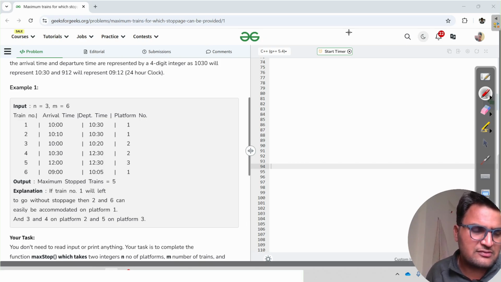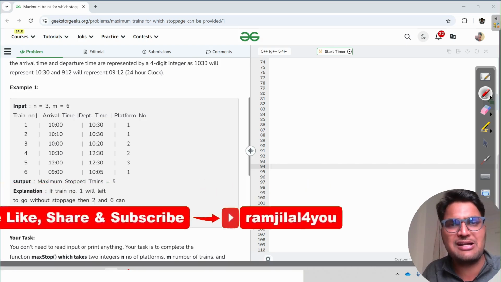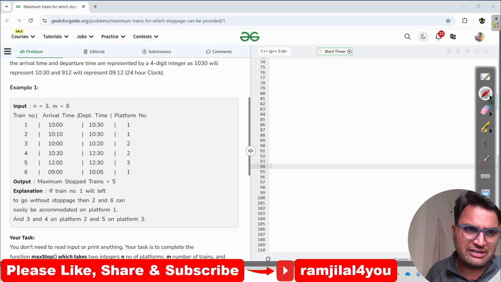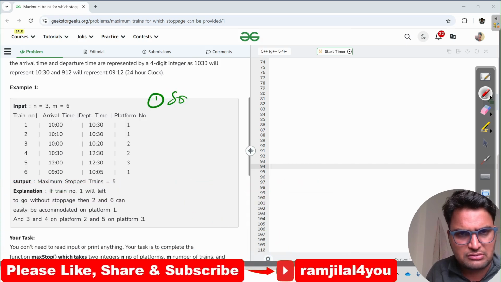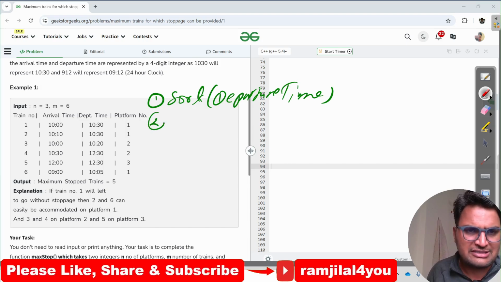So what I'm thinking is, first, I will sort on the basis of the departure time. Why departure time? Because departure time is when a train leaves that particular platform, and once the train has departed, that platform will be available for the next train to serve, correct? So my algorithm would be, first, I will sort the data on the basis of departure time, correct?